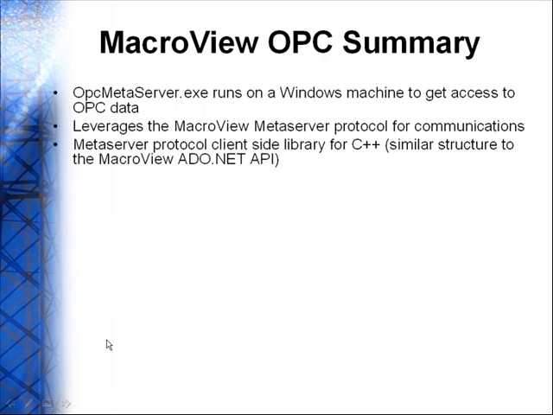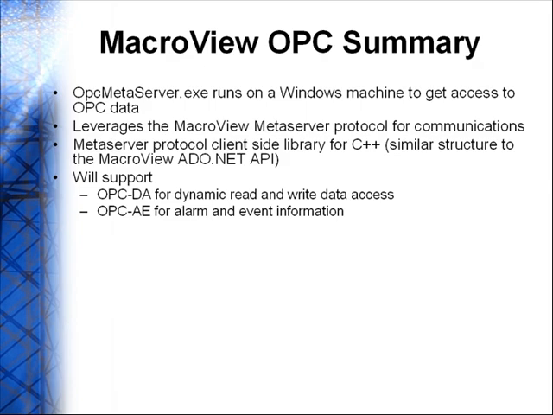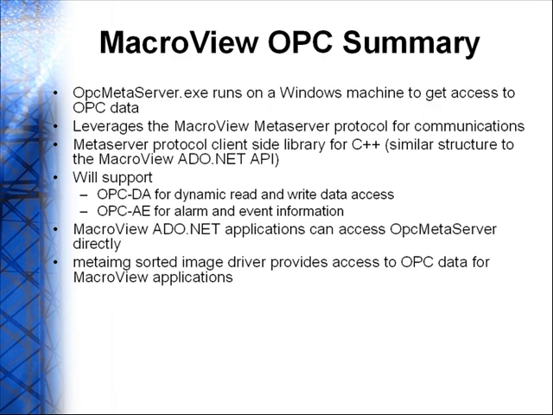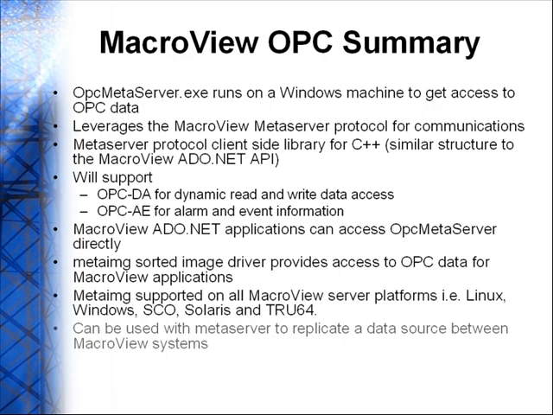Okay, so I think I covered most of these. Side effects after this: we have the ADO.NET library on .NET and Windows, and the side effect of this will be a C++ library, which is the client side of the Metascript protocol, so we can develop more MacroView to MacroView type comms easily in the future. We're going to support dynamic read rate current value information and the alarm events. We're not supporting OPC history.